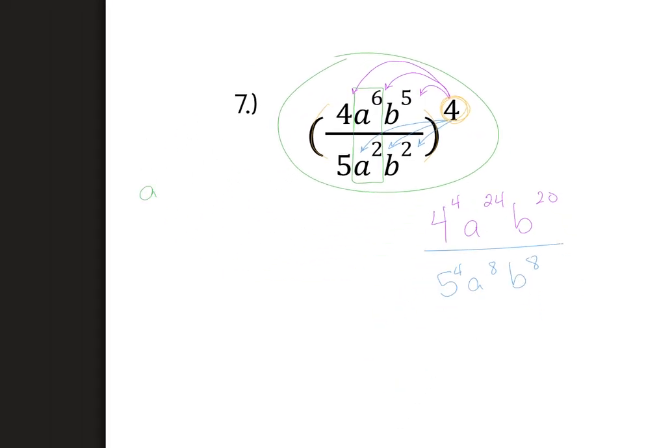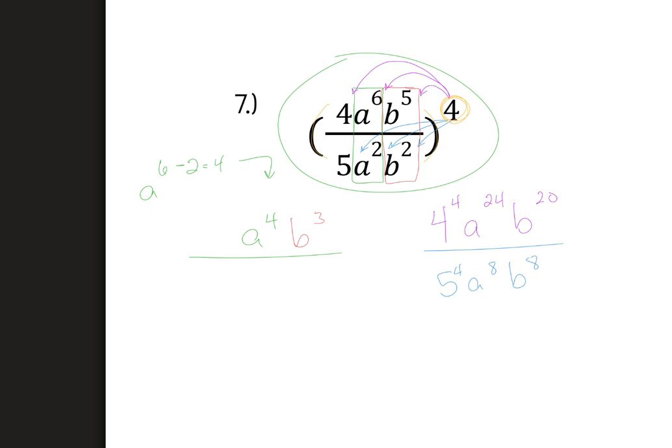So it would look like this. It would be a to the 6 minus 2, which is a to the 4th. And that's what's going to be on top, okay? Because 6 minus 2 is positive 4, so it goes right there, okay? And then b to the 5th over b to the 2nd, that's b to the 3rd, because 5 minus 2 is 3.